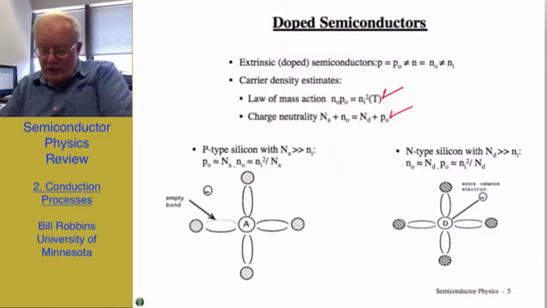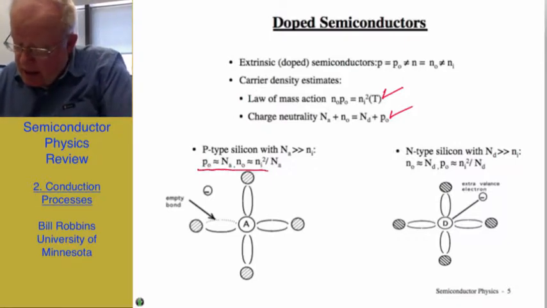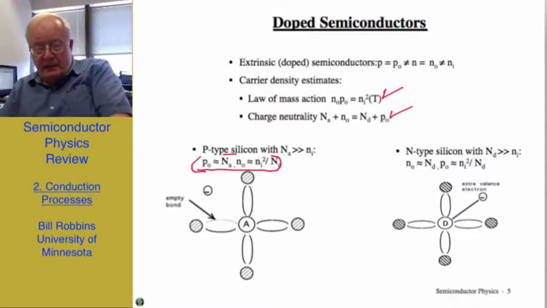Solution of the two equations which I mentioned just above gives us the result that p0 is equal to N sub A and n0 is equal to n_i squared over N sub A in a so-called p-type semiconductor. These are approximations in the limit that the doping density is much larger than n_i.